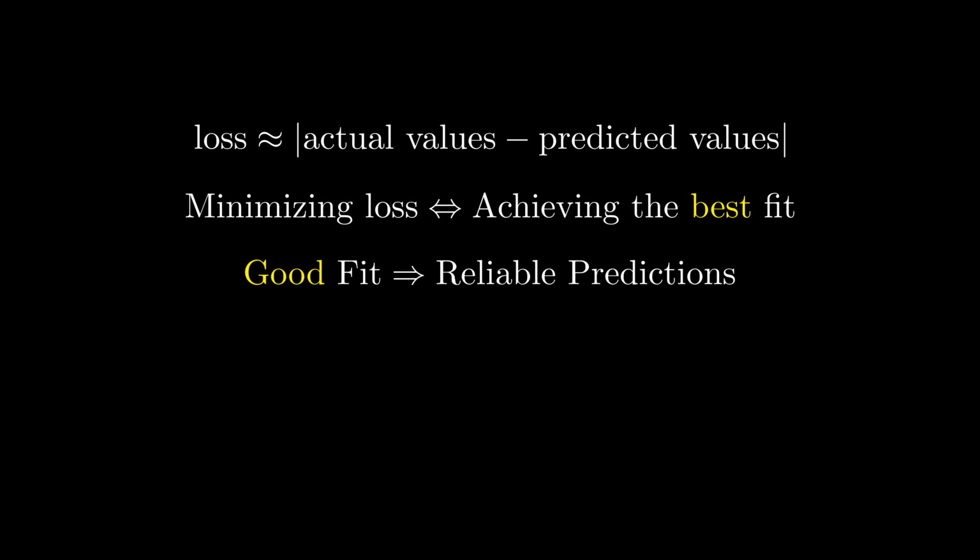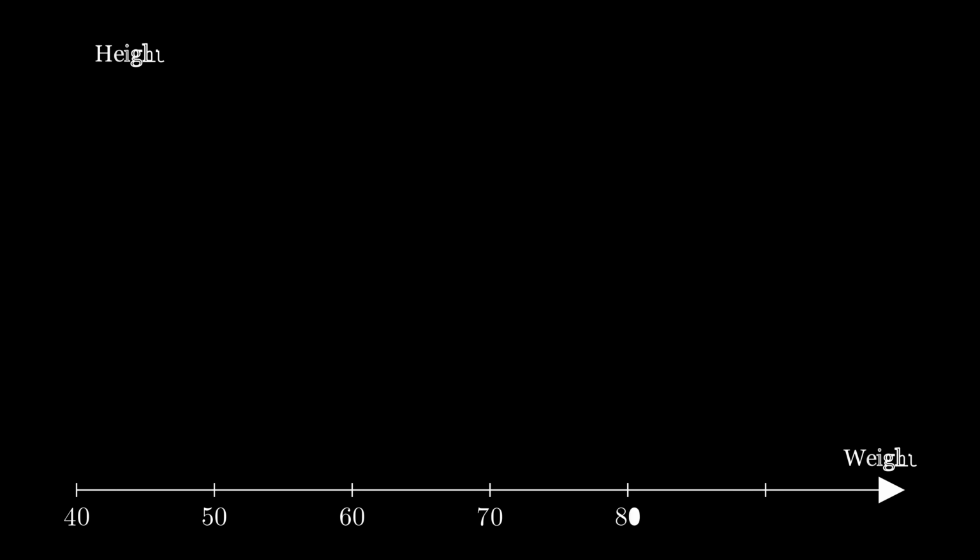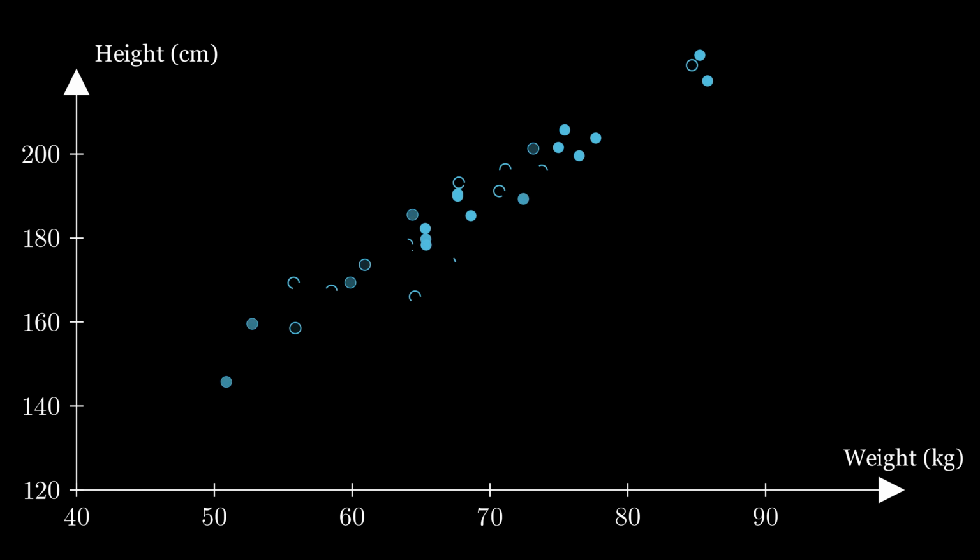for its real-world usefulness. To further understand how we use the concept of a loss function in practice to find the best fit for our model, let's consider a simple example. Imagine we have a dataset of people's heights based on their weight. Here's our dataset, shown as a scatter plot. The horizontal axis represents people's weights, and the vertical axis represents their heights.